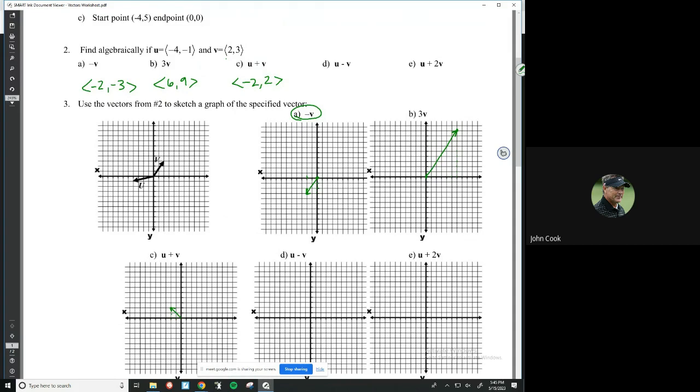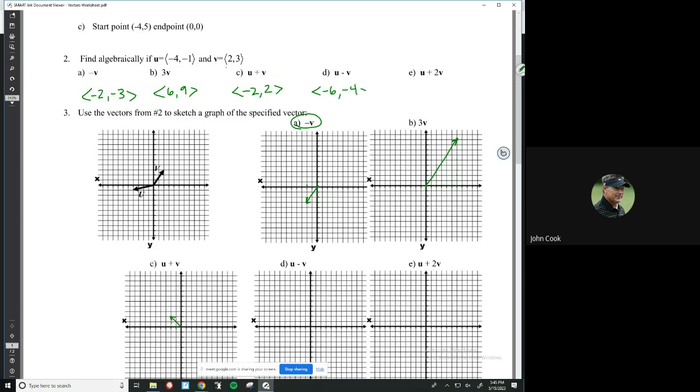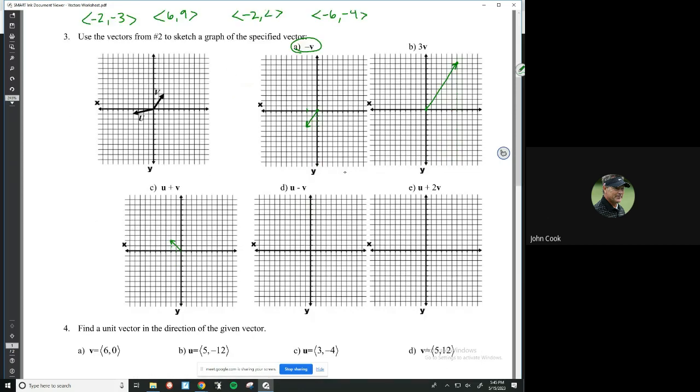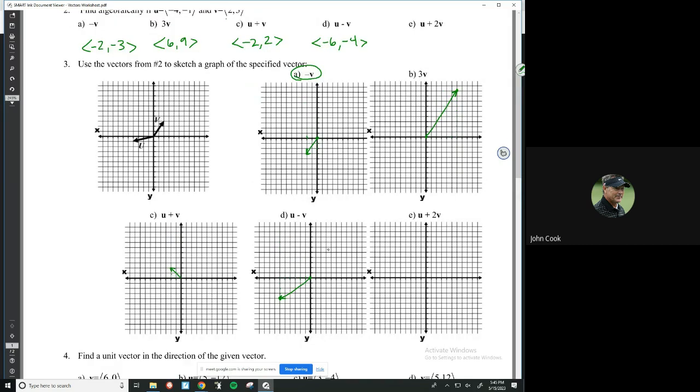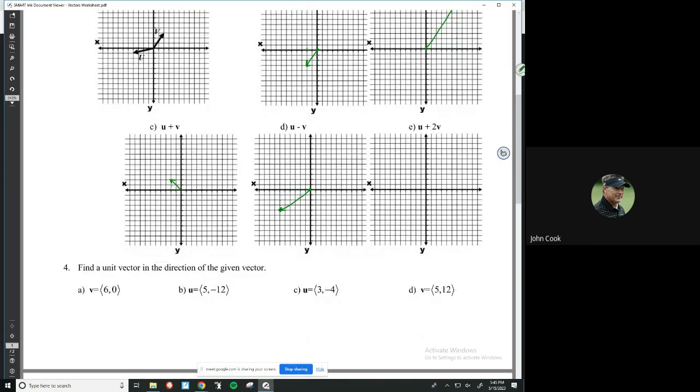u minus v. What was that again? It was -4 minus 2, so -6. And then -1 minus 3 is -4. So here's how this one looks. -6, so to the left 6 from the origin. 1, 2, 3, 4, 5, 6. And then down 4. 1, 2, 3, 4. So it ends up right over there. So it starts at the origin and then goes right over there. So there's my little vector. Draw the little arrow ending at that point.